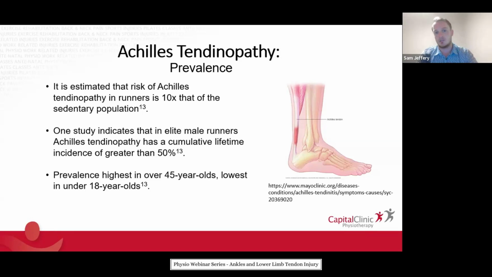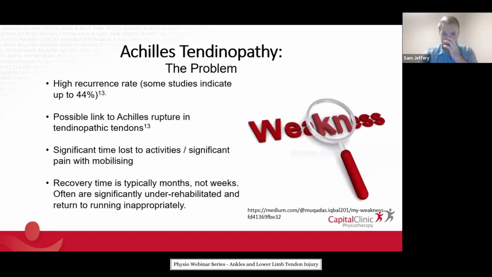And then the prevalence tends to be highest in those above 45 years old or runners, and then the lowest is under 18 years old, which again speaks to that kind of overload nature of how we see these injuries. So much like a lot of these we've talked about, there is a high recurrence rate in Achilles tendinopathy, with some studies indicating up to 44%, and then also a possible link to Achilles rupture in tendinopathic tendons.